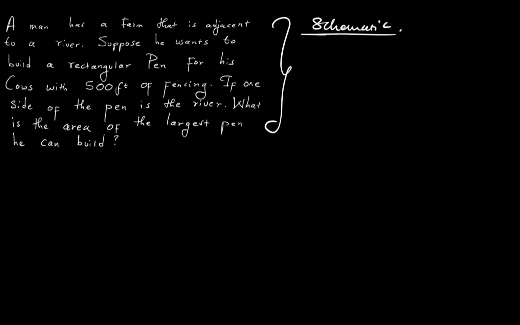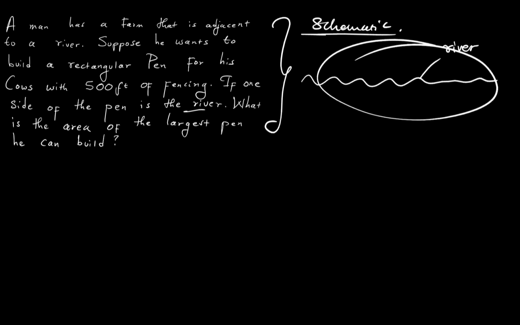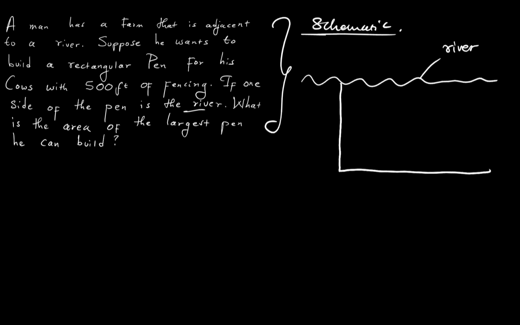Alright, so what's going on is that he wants to build a rectangular pen for his cows with a certain fencing. Then one side of the pen is a river. So let's draw a random river. So let's assume that this is a river. Alright, so it's a rectangular pen. So one side, let's consider this as one side. This is just one side now, but the rest is rectangular. Like that.